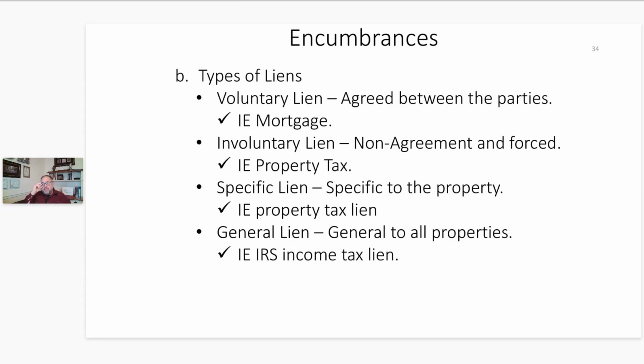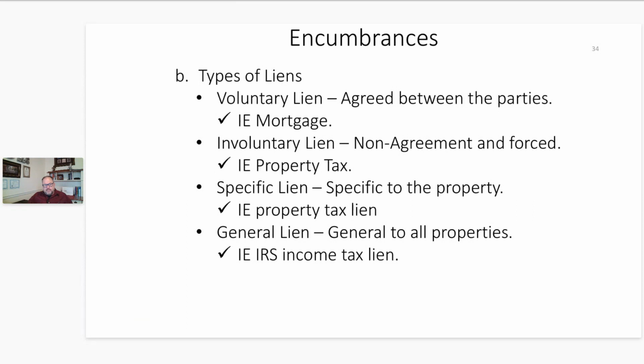John, you did not pay your property tax this year. Oh, we're putting a lien on your property. Well, why are you doing that? Well, the law says we can, because you didn't pay your property tax. That's an involuntary lien. A specific lien is specific to that property. And a general lien is general to all the properties if you own multiple properties.